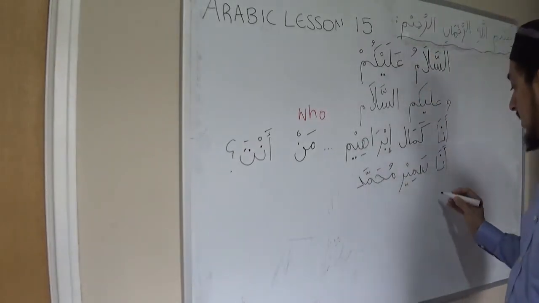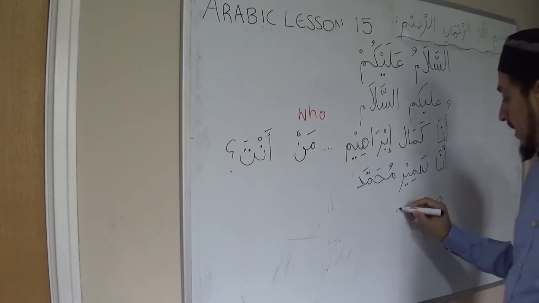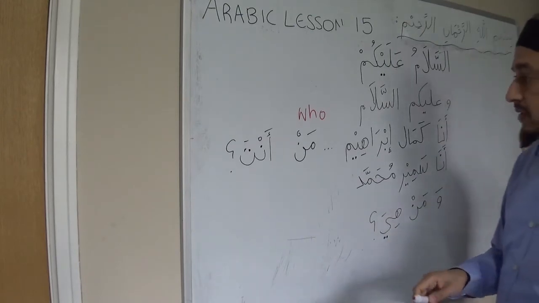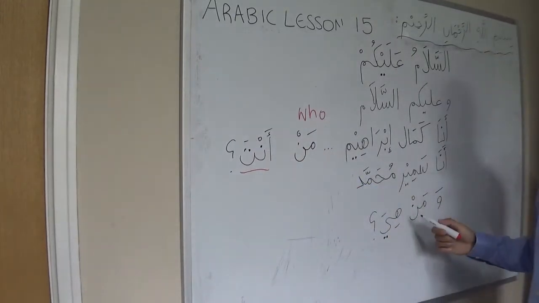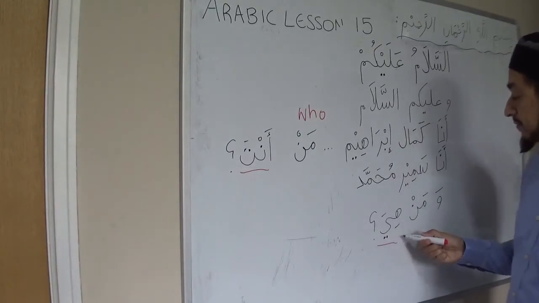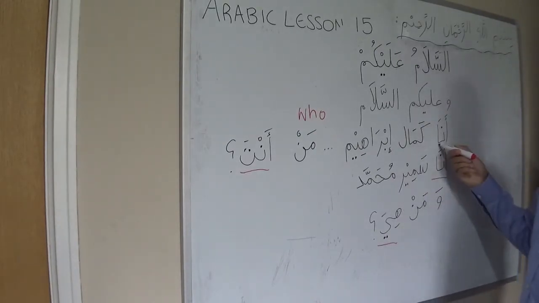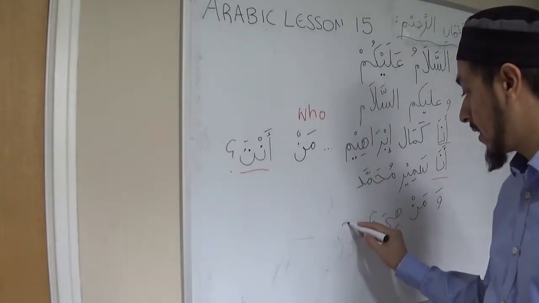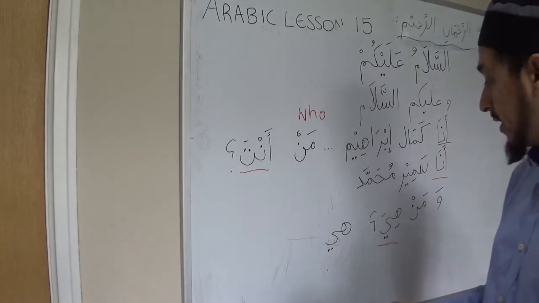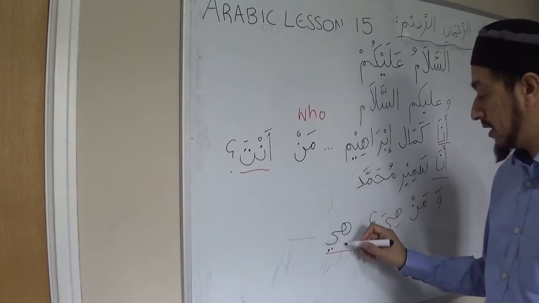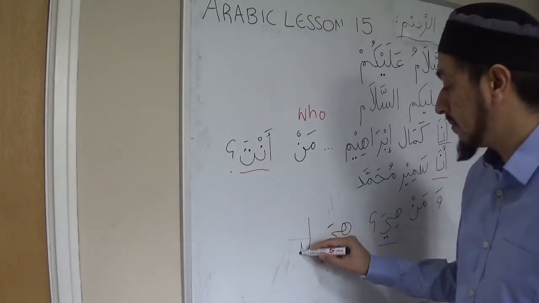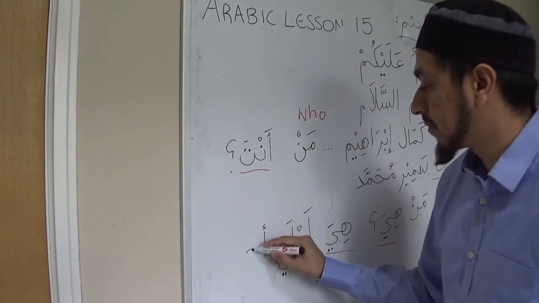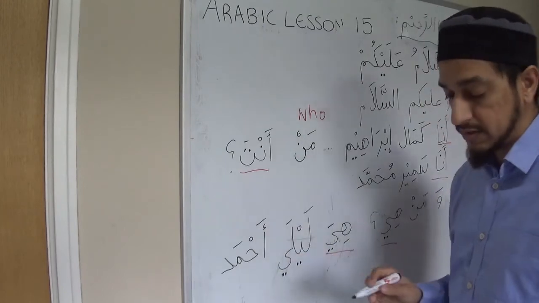Waman hiya. So this is another pronoun coming. Just underline the pronouns we're using. Anta for male, anta. Who are you? Waman hiya, and who is she? Man again, who. Ana has been used here. Waman hiya. And then here we answer, another pronoun, she is here. Layla Ahmed. She is Layla Ahmed.